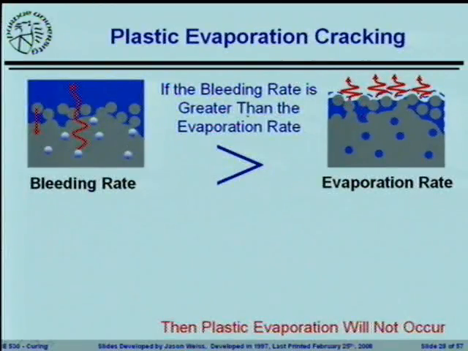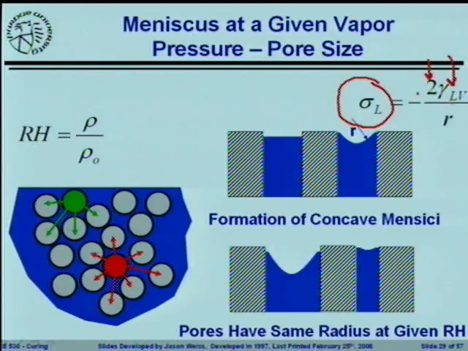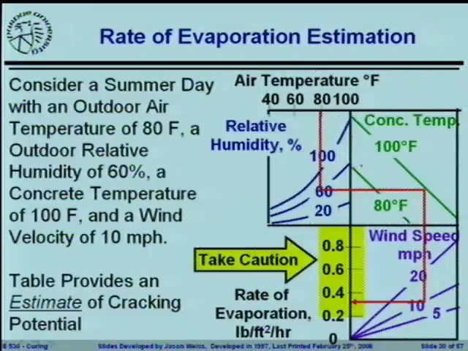So the basic idea is if the bleeding rate is greater than the evaporation rate, you don't really have a problem. If the evaporation rate is greater than the bleeding rate, then all of a sudden you can start to develop high levels of stress. That stress could be calculated from the equation given here, where the capillary stress in the liquid is given as negative 2 times the surface tension at the liquid vapor interface. For water, this is around a value of about 72 dynes per centimeter. And R is the radius of the pore. You have to take some approximations, but this is basically the size that's between half the distance between some of these large particles.